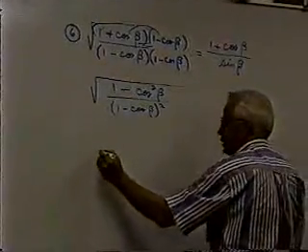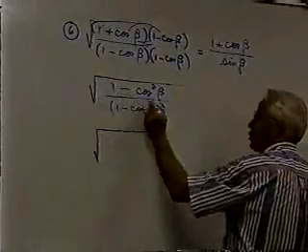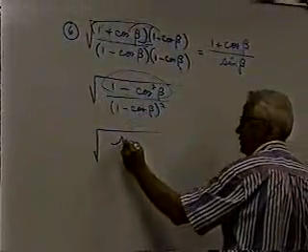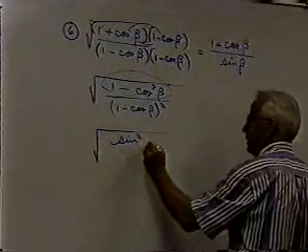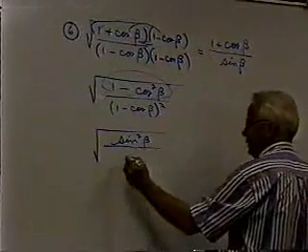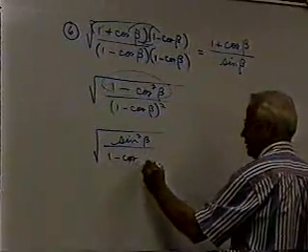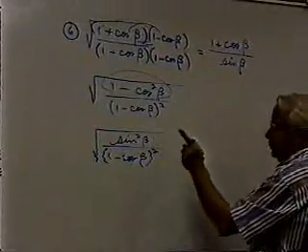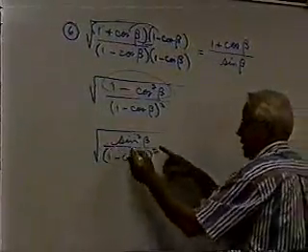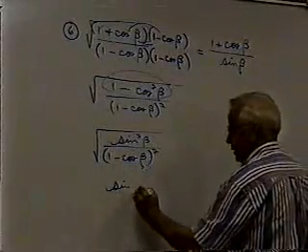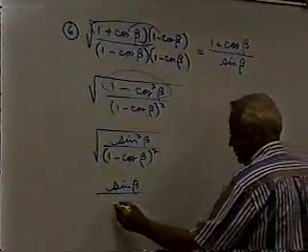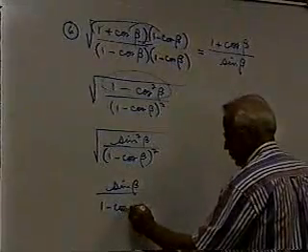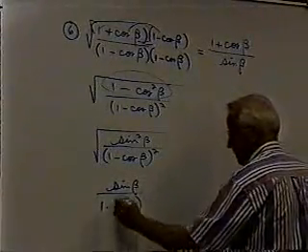But before we do that, let's do this. What is 1 minus cosine squared? Well, that's sine squared. And now what we have is the top is squared and the bottom is squared, so the square root of the top is sine. The square root of the bottom is 1 minus cosine.